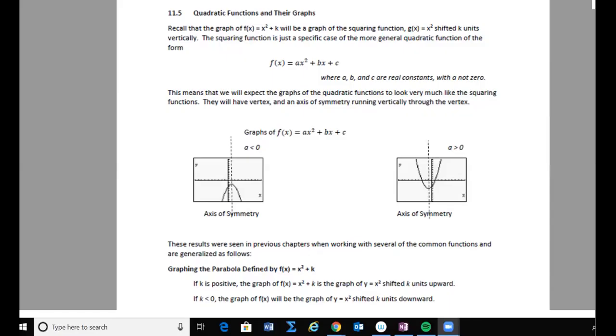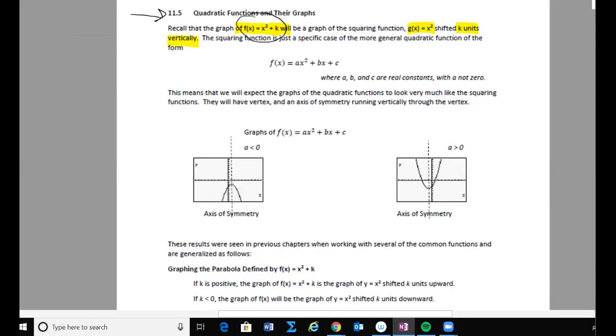Okay, we're going to work on a few more topics here towards the end. Quadratic functions and their graphs. Okay, we've already worked with this form, and we viewed it as a squaring function shifted k units vertically.